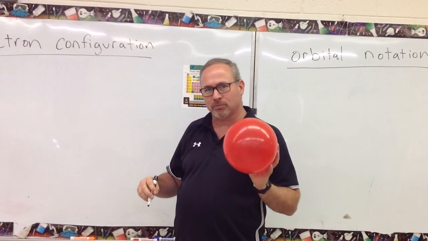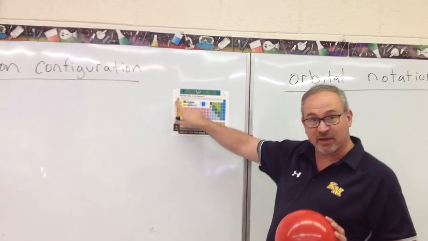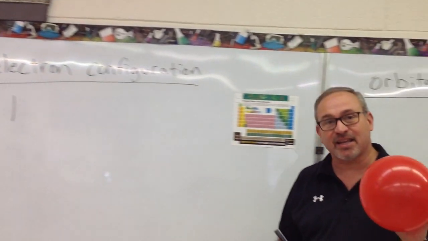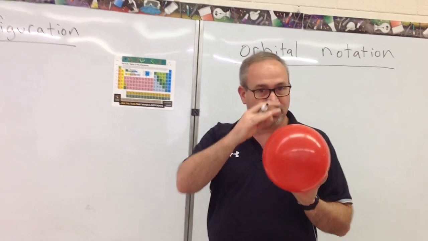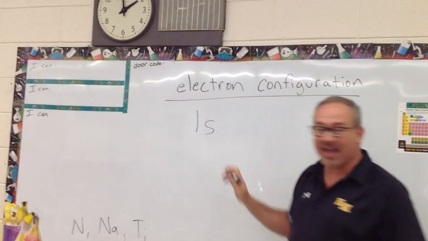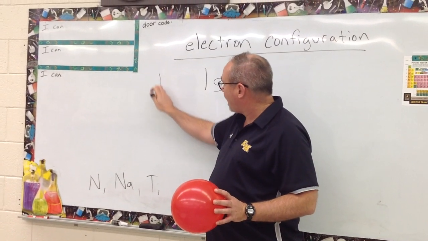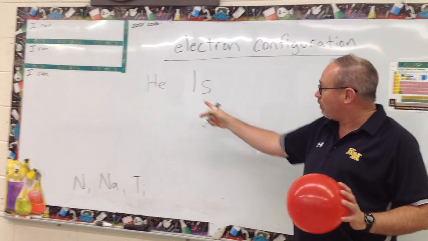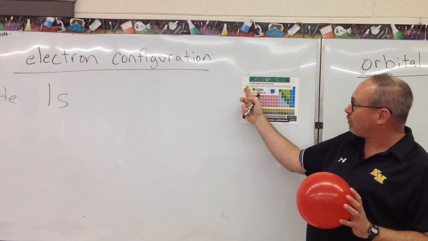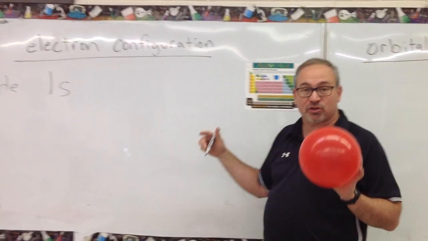Now let's talk about how we're going to explain this. Well, first, the first level, the energy level, has a 1 there. So the next thing we'll talk about is the shape. The shape for a sphere, we're going to let be represented by an S. So if we were doing something really, really easy, like helium, we would have it on the first level. Helium's on the first level. So we've got a 1. The shape is an S, and it can hold 2 electrons.